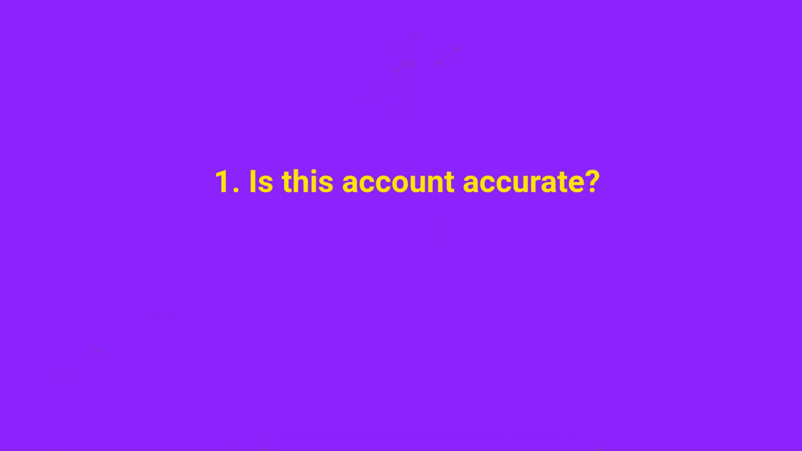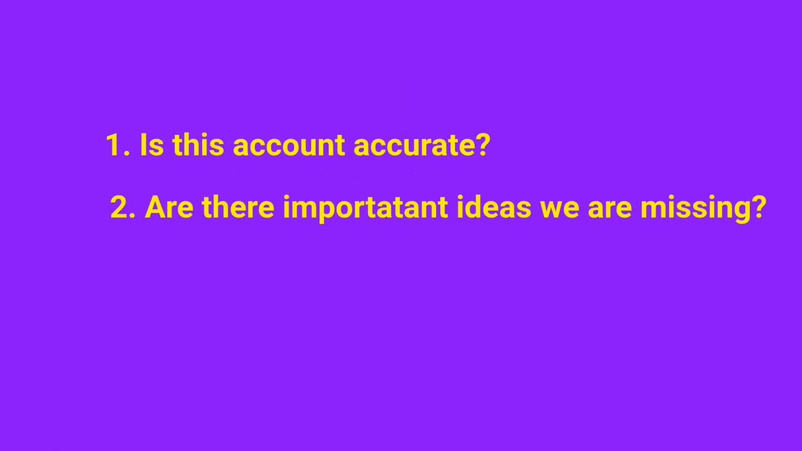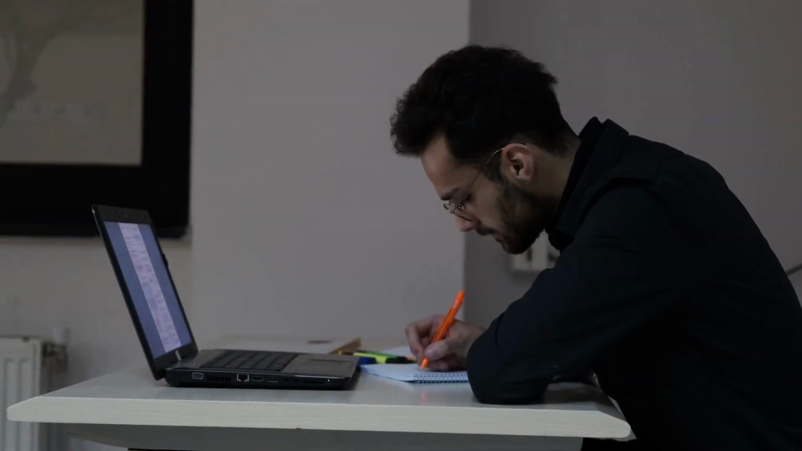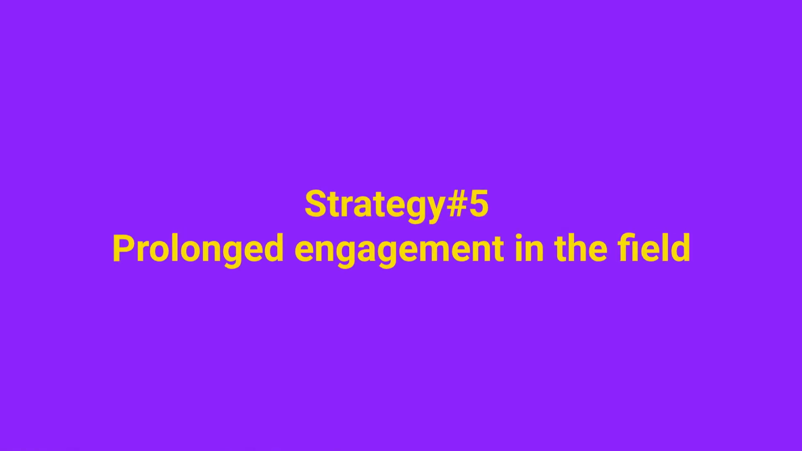So, a researcher might ask the following questions in member checking sessions. Is this account accurate? Are there important ideas missing? Do you disagree with any part of these themes? Now, if the participants provide different views, the researcher can revise their themes to reflect what was actually said by the participants.